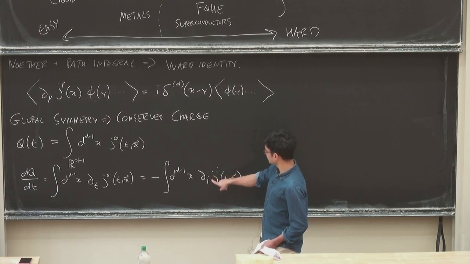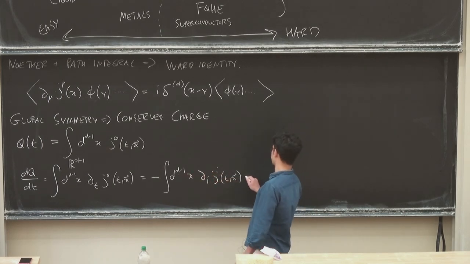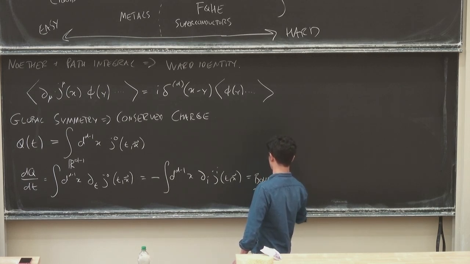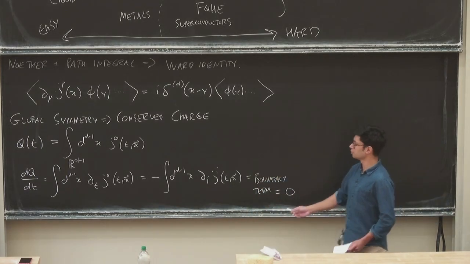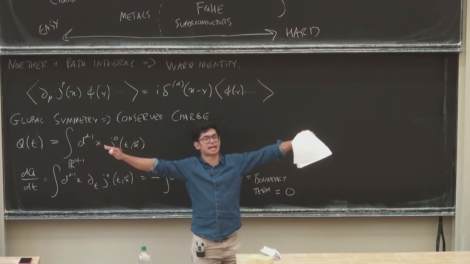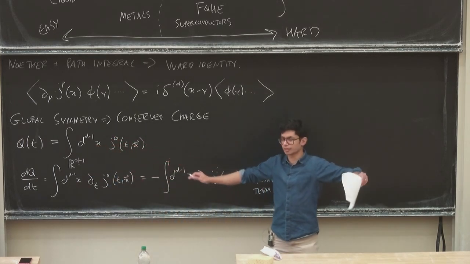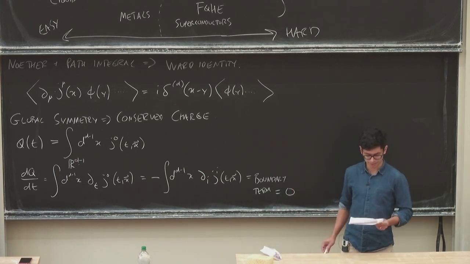And now this is the integral over all of space of a spatial divergence, which means that this is a boundary term, which means that it's 0. Okay? Assuming, of course, that in this integral I go far enough away that nothing interesting is happening, so I can neglect the boundary term. So this is, again, an extremely standard calculation that you've all seen a million times.